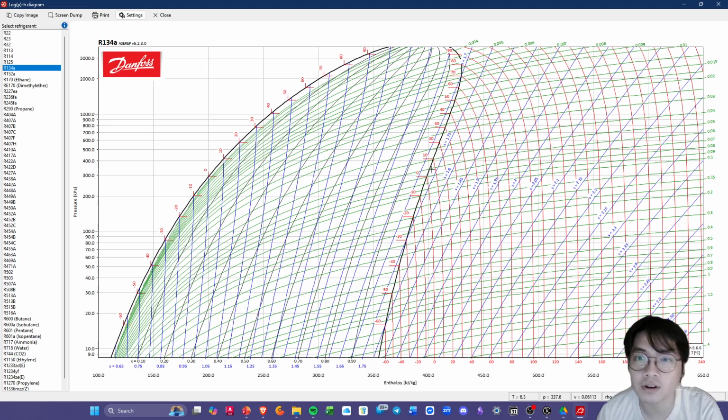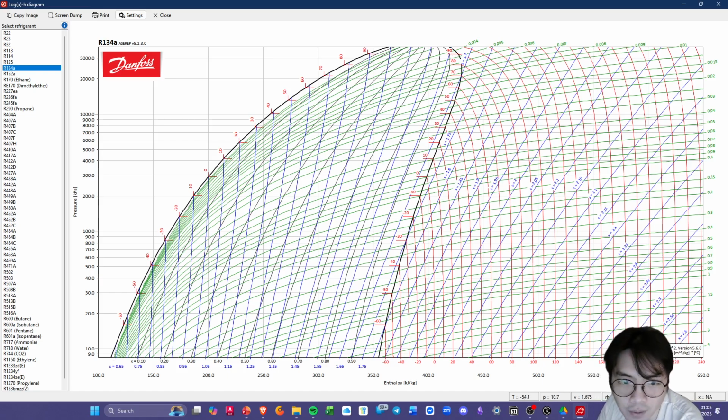As you can notice, there are lots of different colors in here, right? The color black represents the saturation line. On the left side, you would have your saturated liquid side. On the right side, you would have your saturated vapor. And then these thin black lines correspond to different kinds of quality, so 10, 20, 30, 50, 60, 70, 80, 90% dryness.